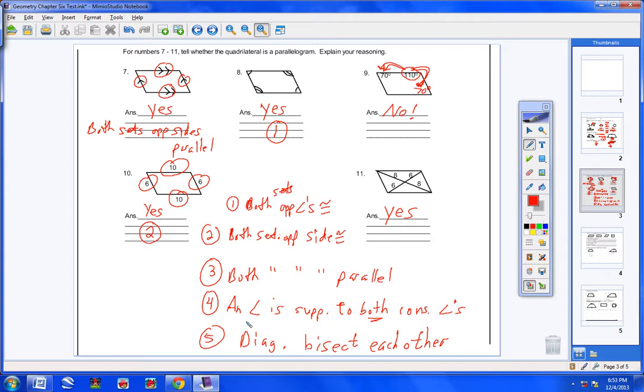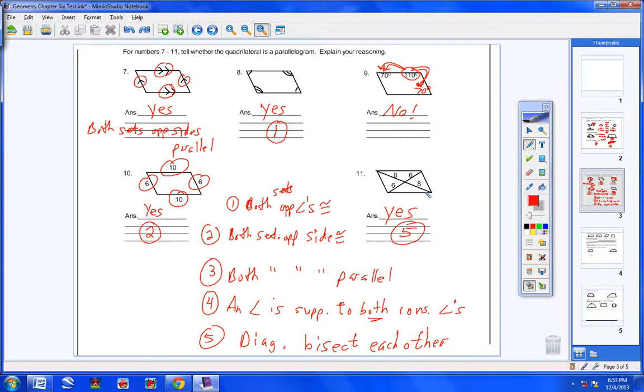Okay? Number 11. Yes, definitely. Look at reason number 5. Reason number 5. The diagonals bisect each other. See this segment from here to here? It has a length of 6. See this segment from here to here? It has a length of 6. And then we see this segment here has a length of 8.